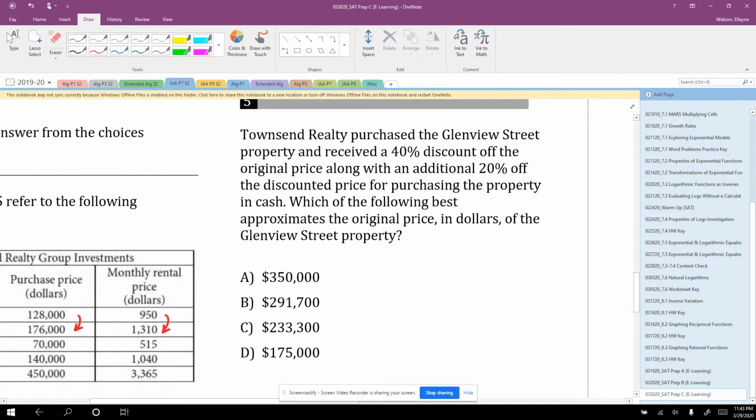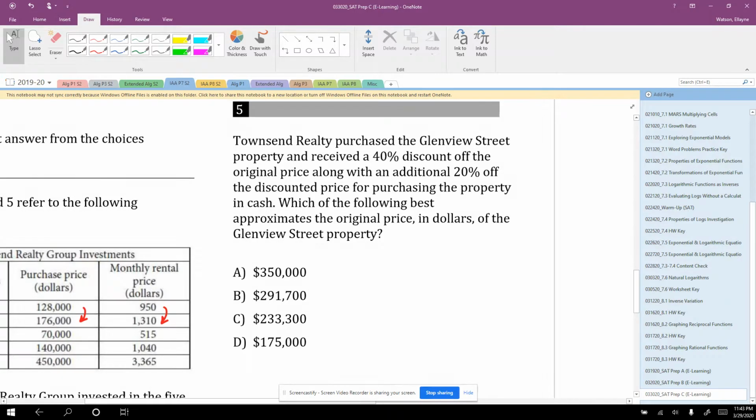Again, this relates to the same chart. So it says Townsend Realty purchased Glenview property and received a 40% discount off the original price, along with a 20% discount off the discounted price. So you have a 40% discount, and then we have a 20% discount. It says, which of the following best approximates the original price? So this one can get a little bit tricky in how to set it up.